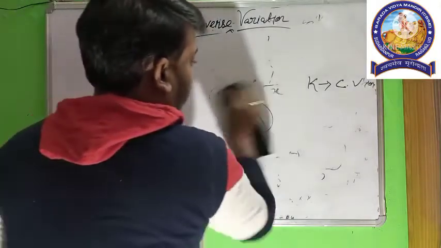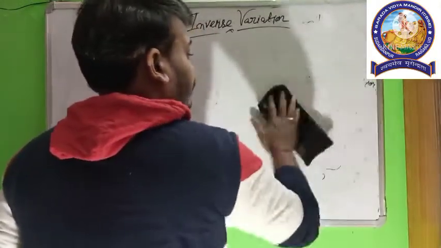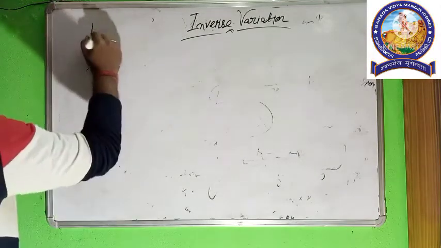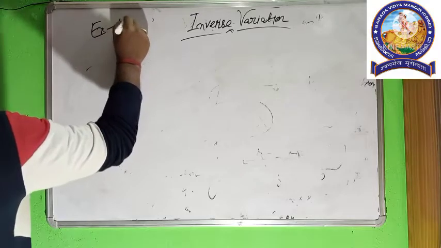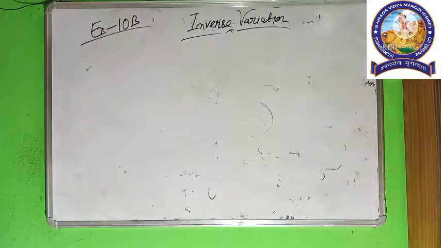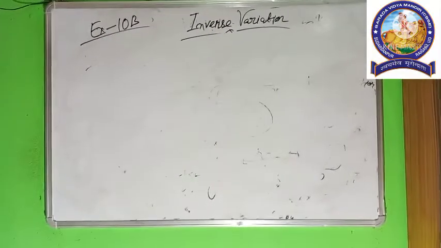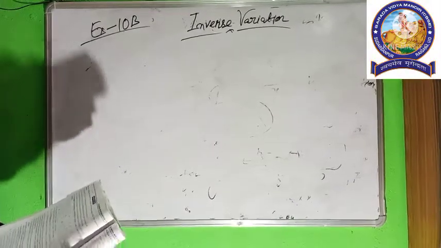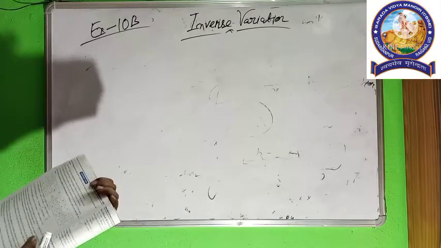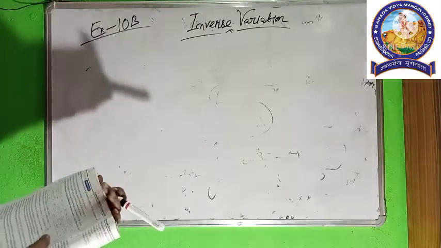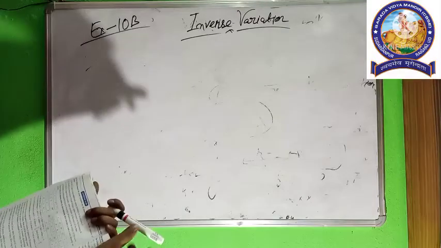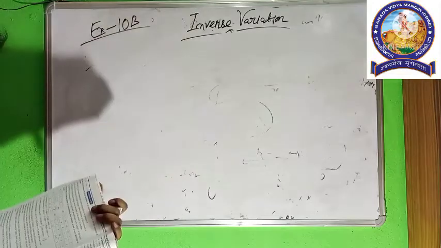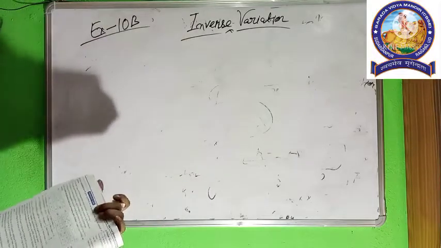So now I am going to solve some maths from exercise 10b. Okay. So what is the question? One of the questions is: state the following relation between the given variables as an equation using k for the constant of variation. Volume of a gas at a fixed temperature varies inversely as the pressure.